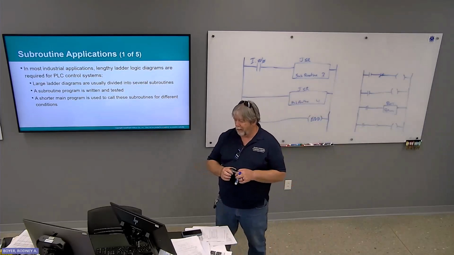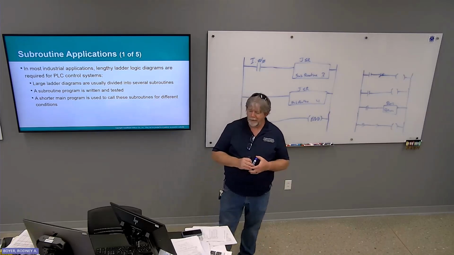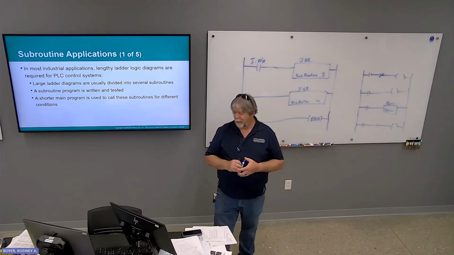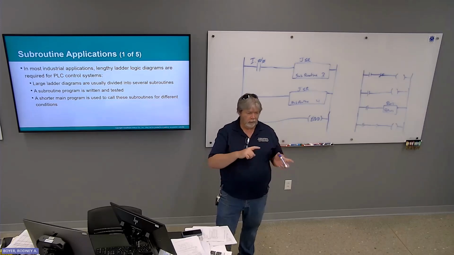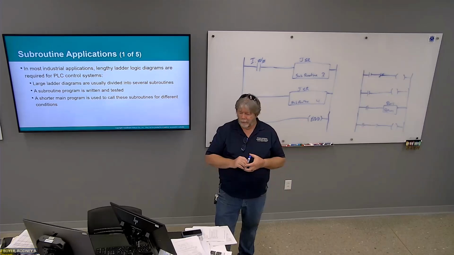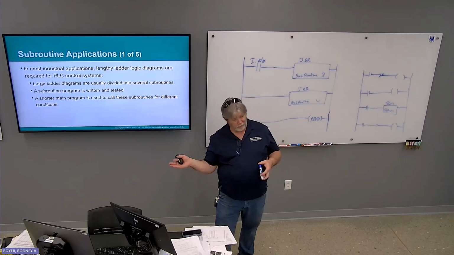Applications of subroutines. In most industrial applications, lengthy programs are required. Large diagrams are usually divided into several subroutines. Each one of those subroutines is written and tested, and the shorter main program is used to call subroutines for different conditions. And if you don't have any faults in your system, nothing is off kilter, then you don't have to call the fault subroutine that processes the actual faults. If you are in automatic mode, you don't have to call the manual subroutine. In manual mode, you don't have to call the automatic subroutine, that kind of stuff, okay?